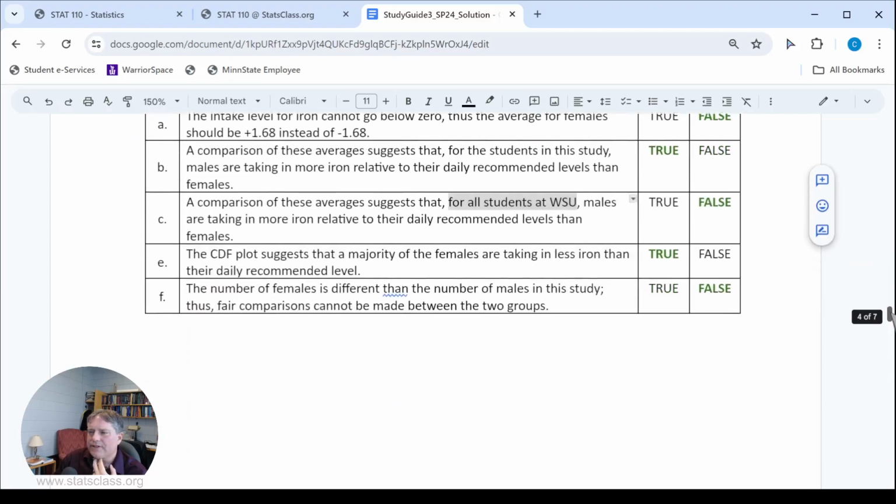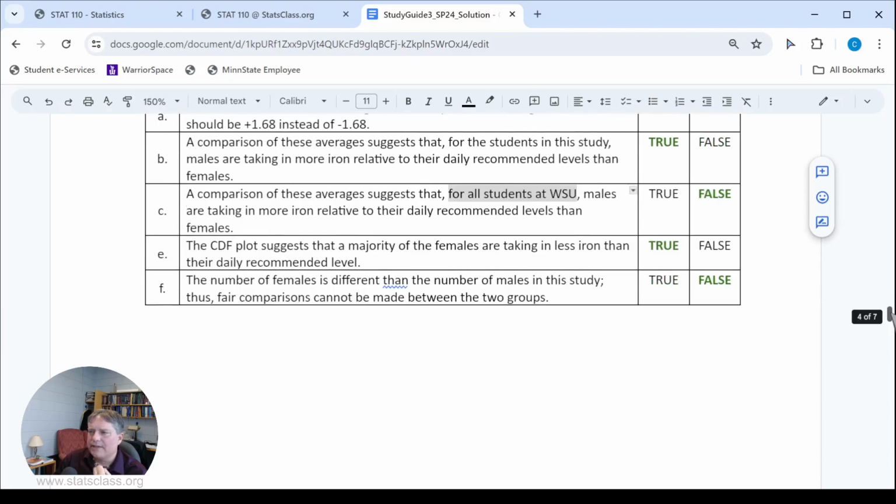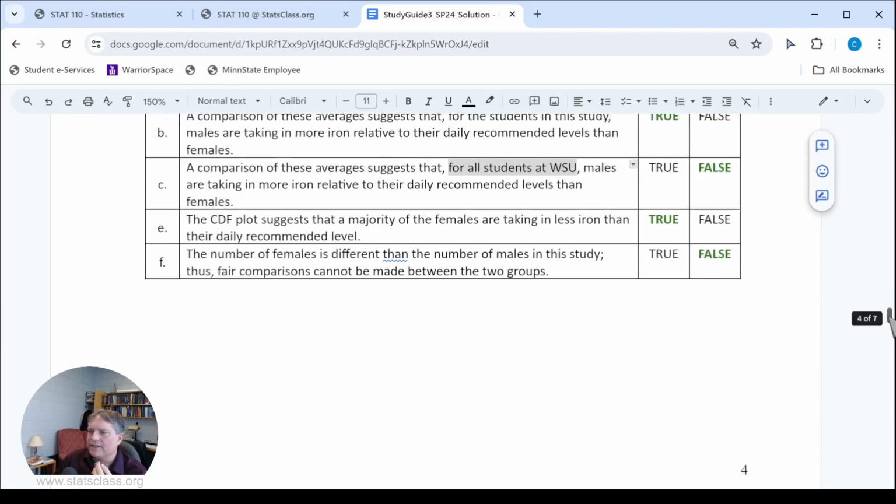The number of females is different than the number of males, so fair comparisons cannot be made. That's false. You don't have to have the same number in each group.